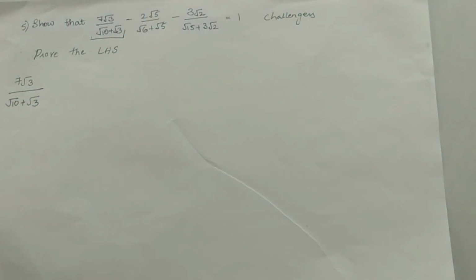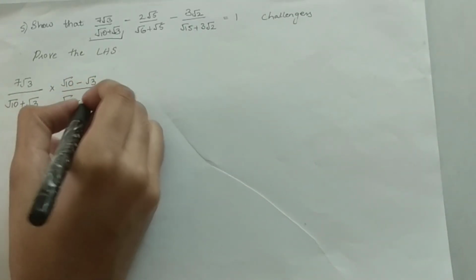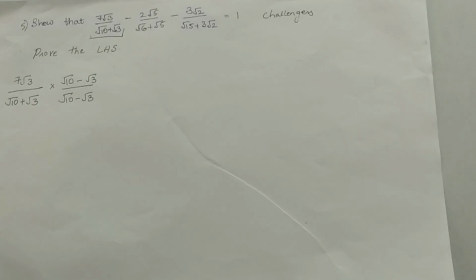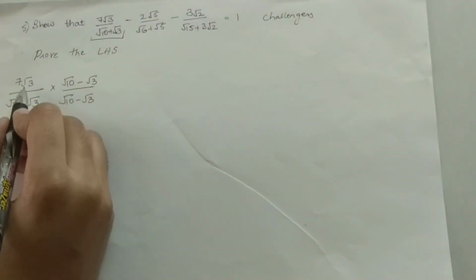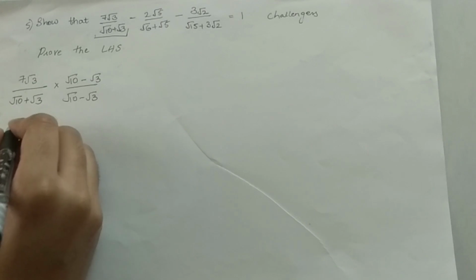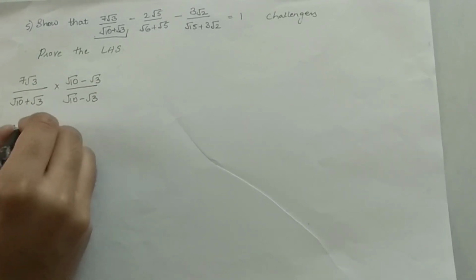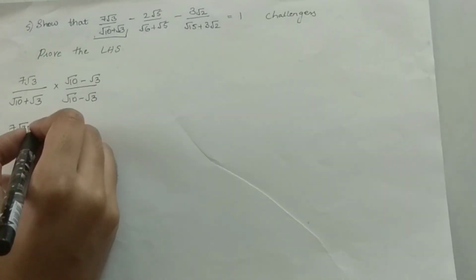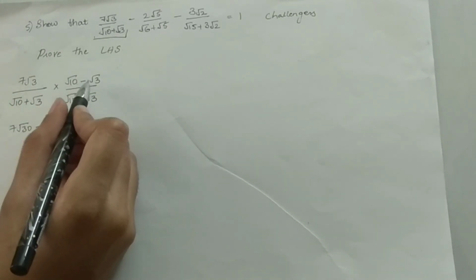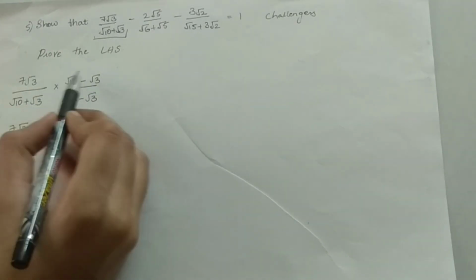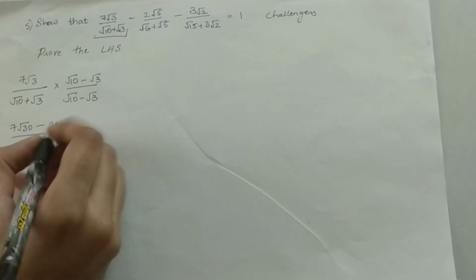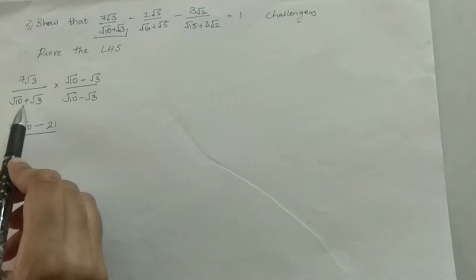What is the rationalizing factor for the denominator? It is root 10 minus root 3 divided by root 10 minus root 3. We are going to multiply this, right? Next, 7 root 3 multiplied by root 10 is going to be 7 root 30, minus 7 root 3 multiplied by root 3, which is 21, because 7 root 3 into root 3 is 7 into 3, that is 21, divided by the denominator.